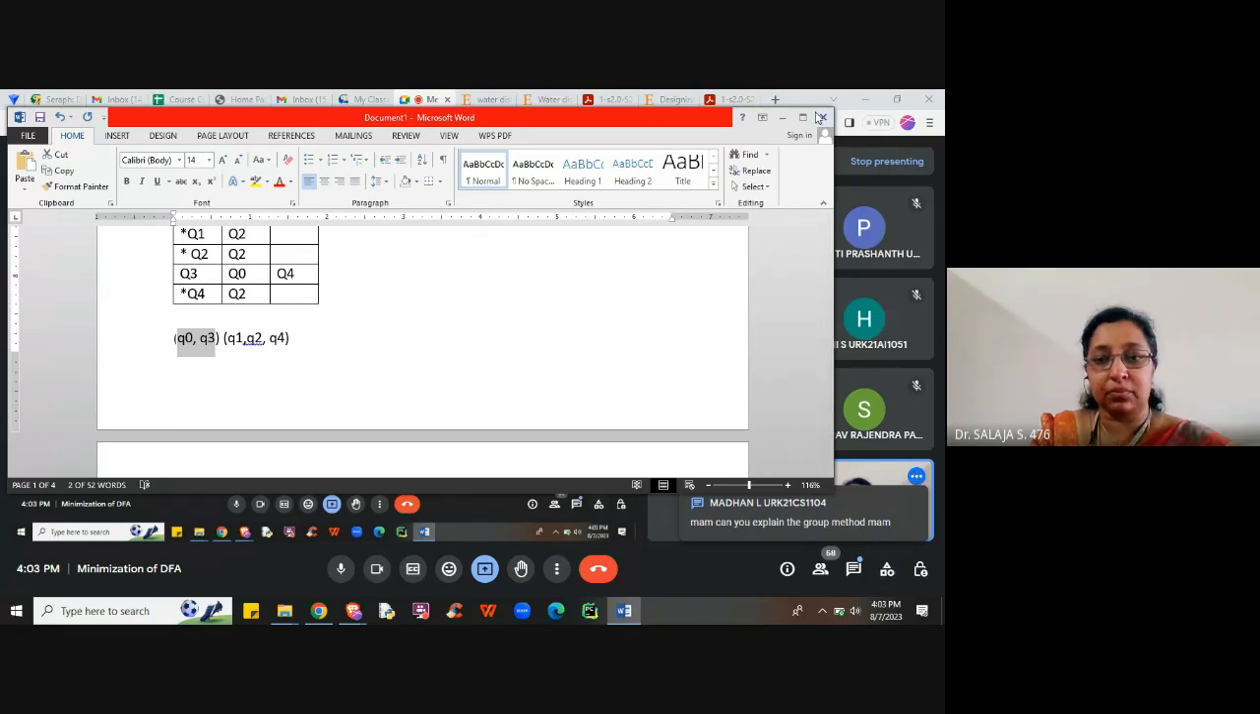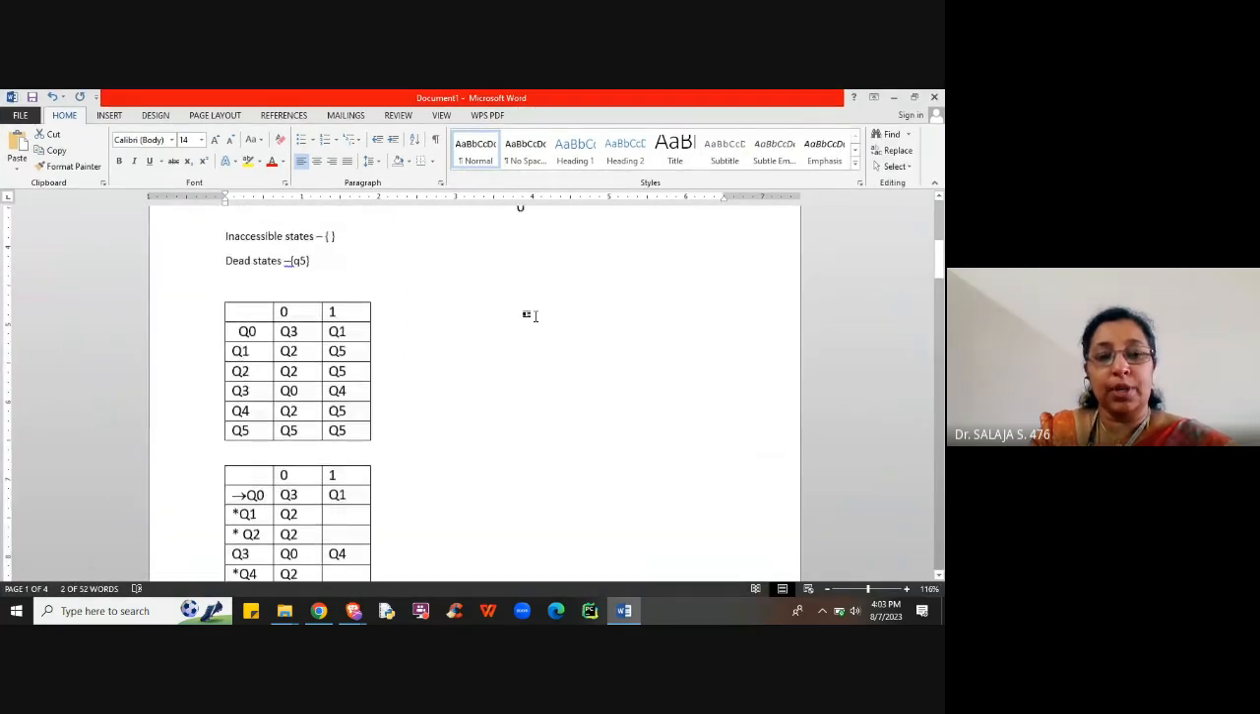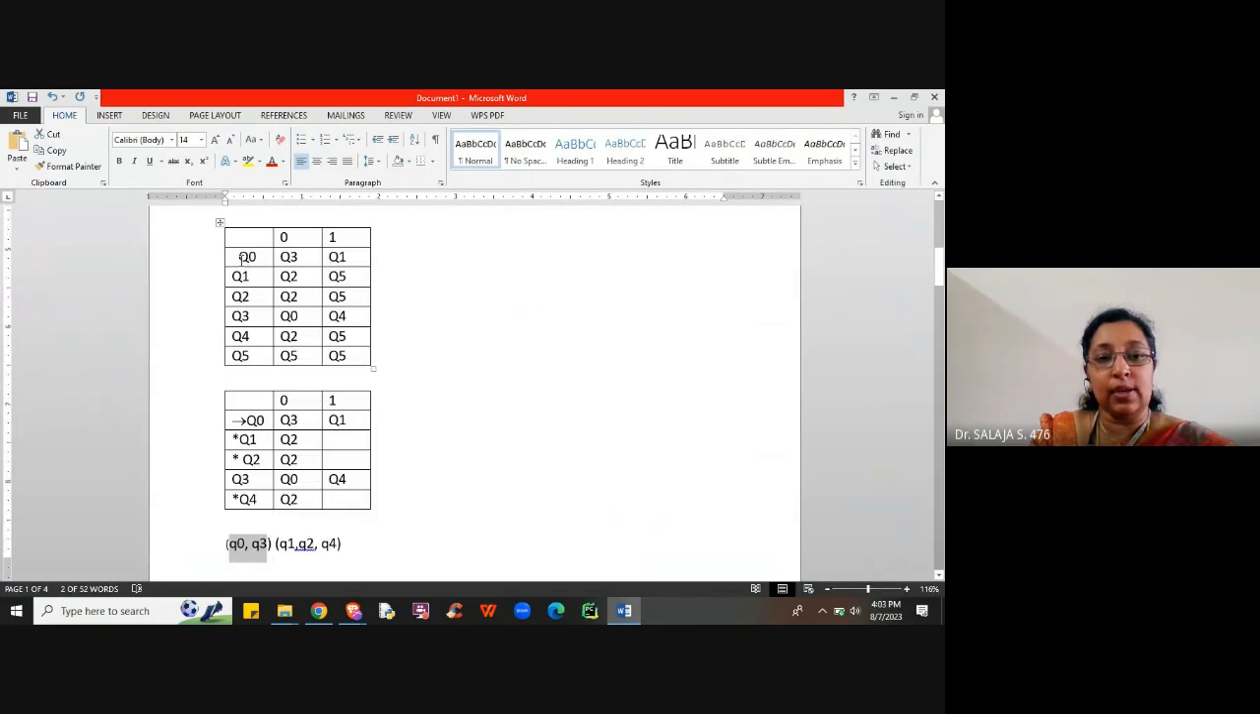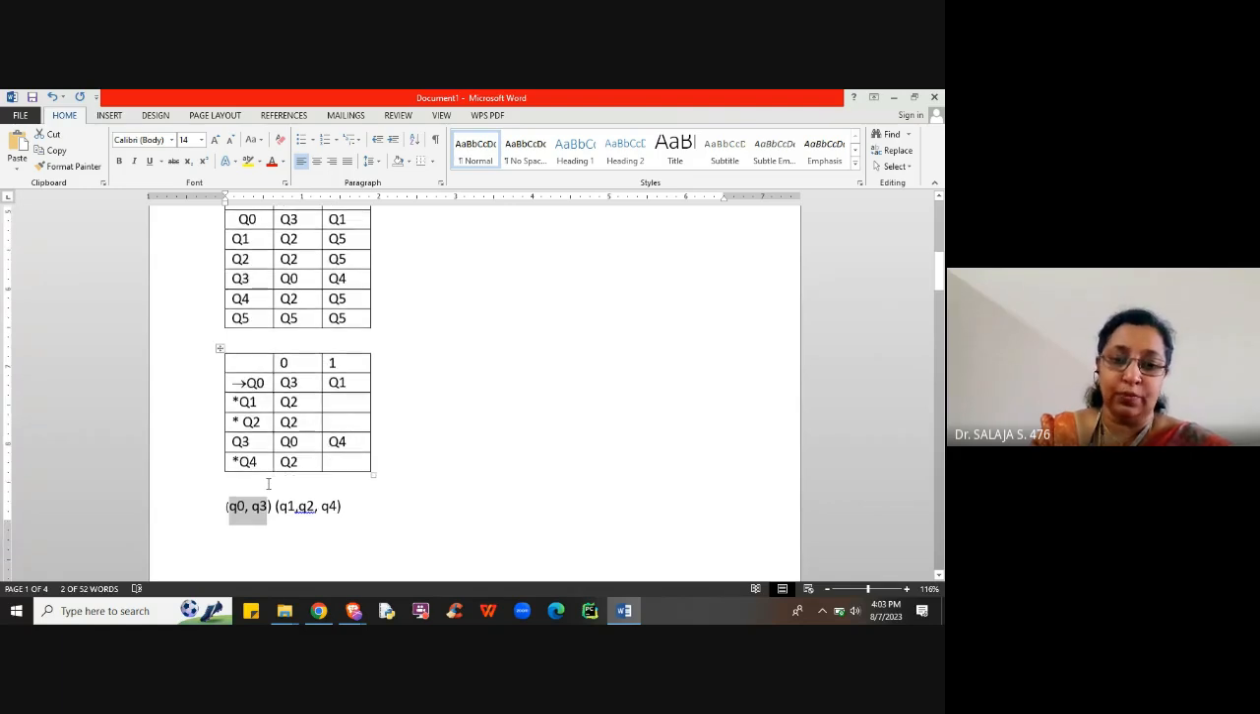Okay. So now what are we going to do? We'll take the initial state and all the non-final states into one group. The final states will be put in another group. The easy way of doing it is to put the final states in one group and combine all other states in the other group. Now one group has two states, the other group has three states.